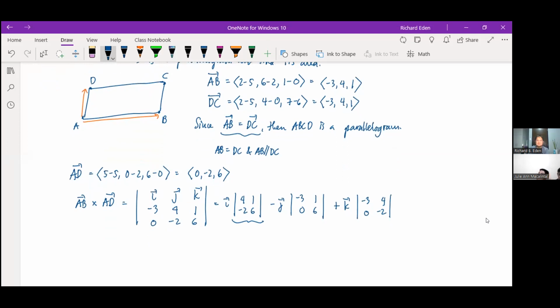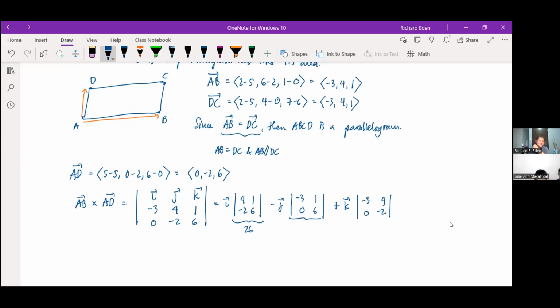So wait, AD is 4, 6, 24 minus 2. That's probably 13. And then, no, come on. What was the first determinant? 24 plus 24 plus 2, that's equal to 26. All right.